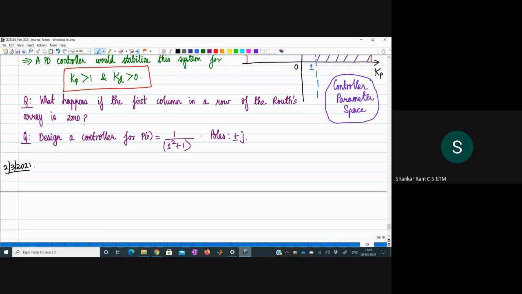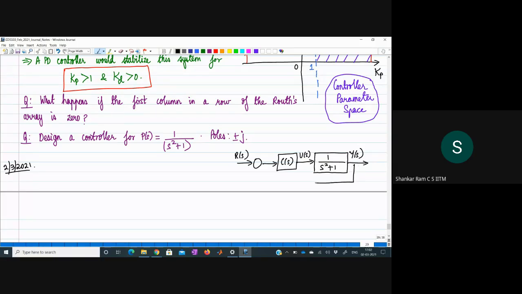So we will consider the plant whose transfer function is 1 by s squared plus 1. So we will shortly learn how we use this in the control design process. So 1 by s squared plus 1 is the plant transfer function. The input is u of s, output is y of s. What we have is the controller transfer function C of s, and we have the reference input r of s.